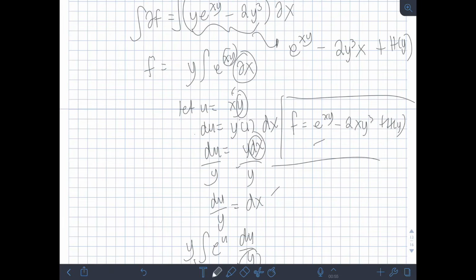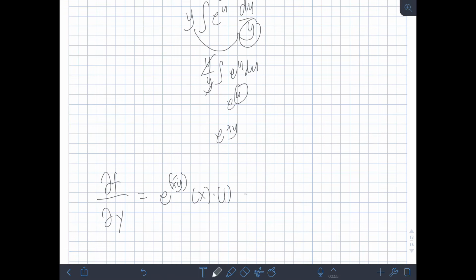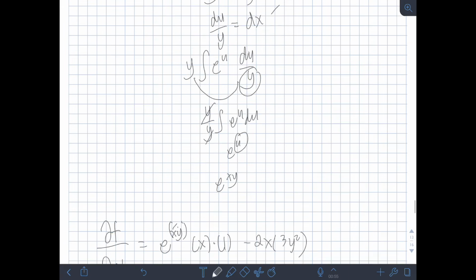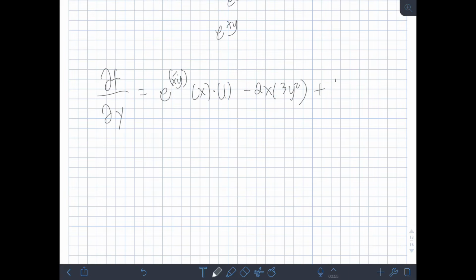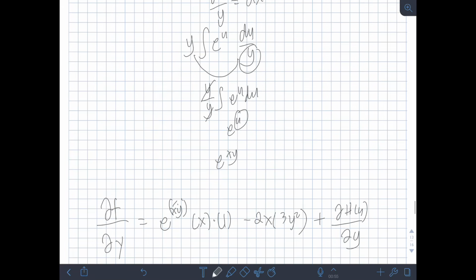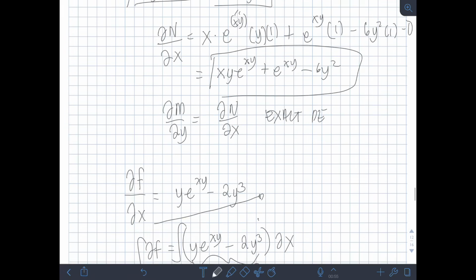Minus 2xy cubed. The 2x is constant again, so we just take the partial derivative of y cubed, which is 3y squared. So, negative 2x times 3y squared. And then for h of y, we leave it as is for now, the derivative of h of y with respect to y. Okay? So, let's simplify. We have x e raised to xy minus 6xy squared plus the derivative of h of y with respect to y.